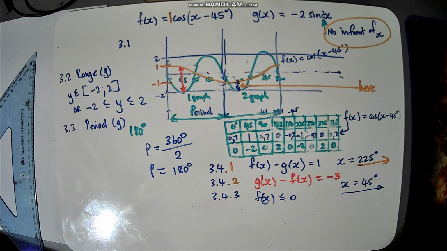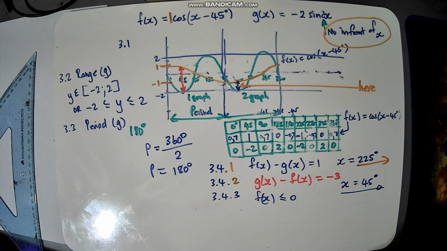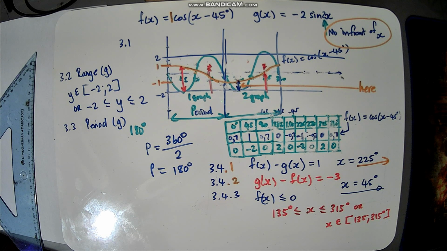What is it saying in a nutshell? Look at the graph f and see where it is negative, below the x-axis, or equal to 0, touching the x-axis. Notice it's 135 and 315. So between those two, that's where the graph is touching and below the x-axis. Okay, that's our answer in red.